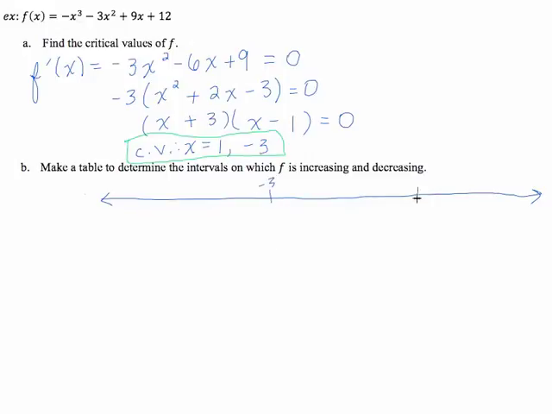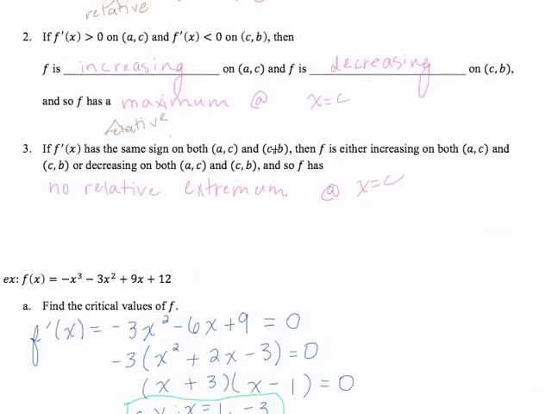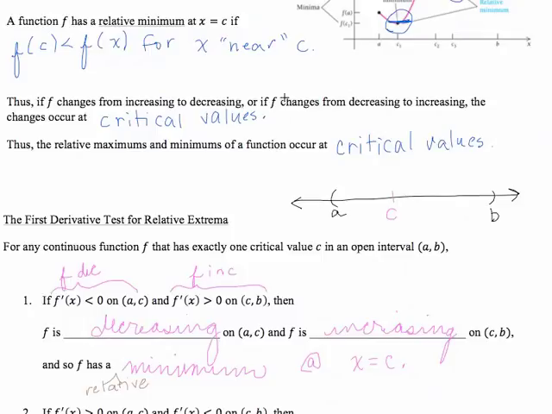What this means is that these are critical values. So therefore, those are places where we may have relative extrema, and that's the ultimate goal in this problem, is to find the relative maximums and minimums. So we're going to look at the critical values to see if we can figure that out.